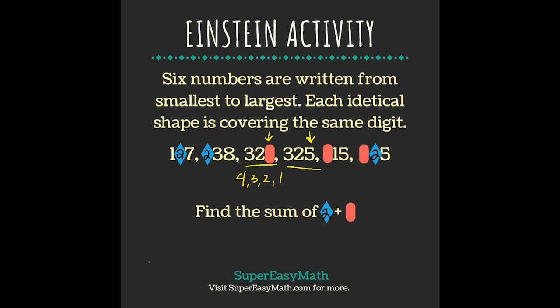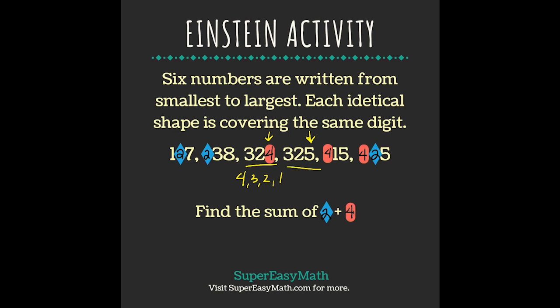Well, we already know that 1s are not one of the numbers that are coded. 2s are a number that's coded, but we realize that it's the blue diamond. 3s are not a number that's coded. So the red must be 4. So every time I see this shape, I'm going to write a 4.